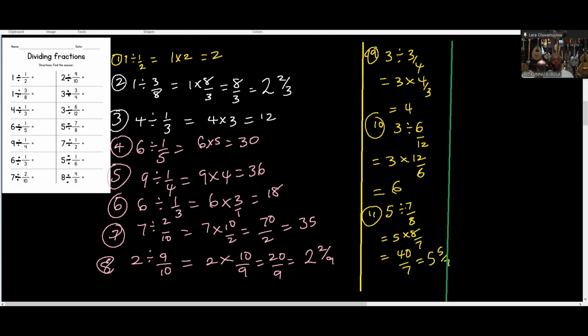So, okay. So let's quickly fix the remaining. Number 13. We have 7 divided by half. And this is 7 times 2 over 1, which is 14. Okay? Is that clear?